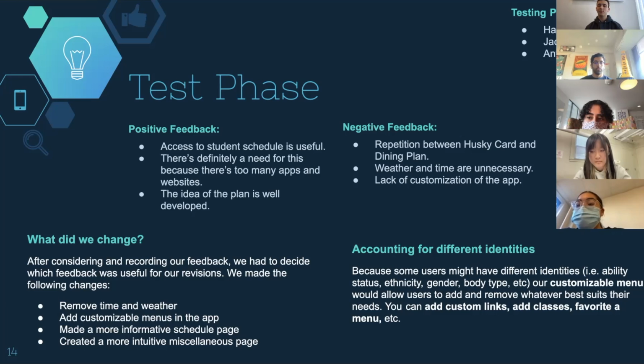And the way we accounted for different identities was with that customizable menu. Maybe a certain user group wouldn't have their needs fully satisfied by the default features. They'd be able to add their own features to our app with custom links, custom classes, and certain menus.